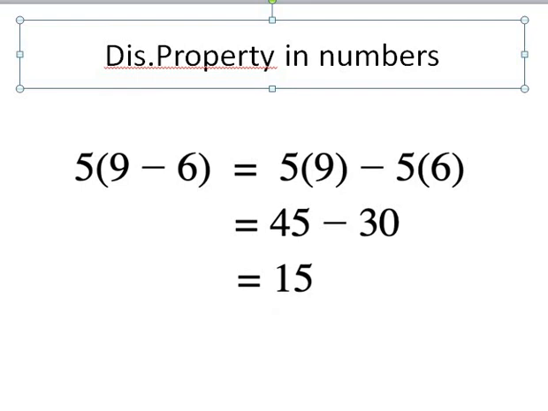So why do I have to use the distributive property? Because it's not always numbers only inside the parenthesis. Many times I have a term that consists of a number and a variable. So at that time I have to use the distributive property, because I will solve this equation using the distributive property.